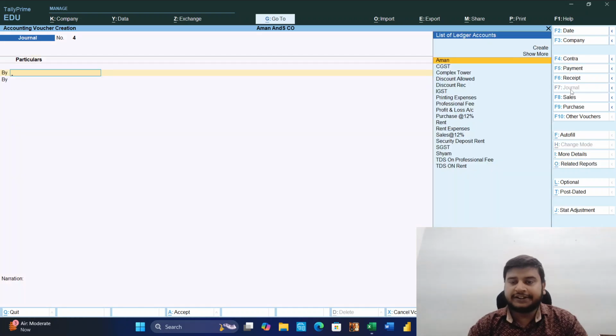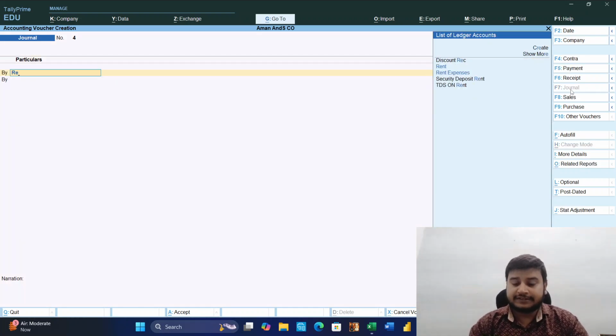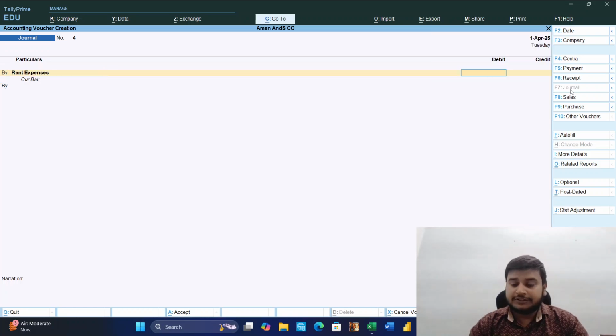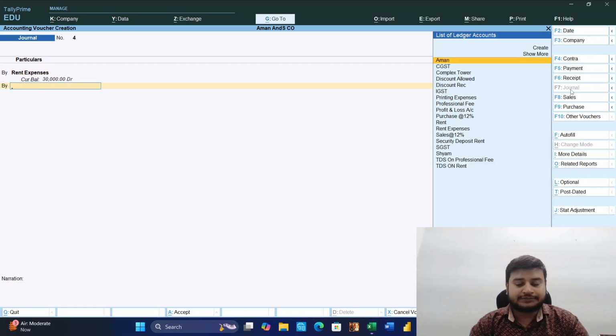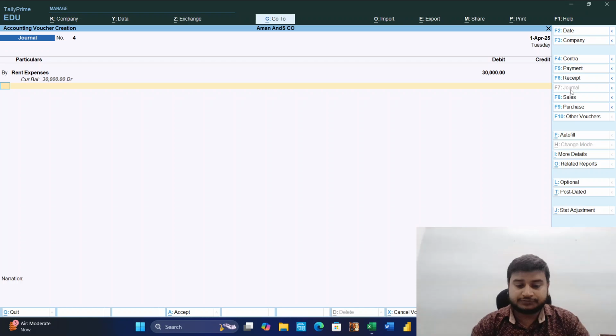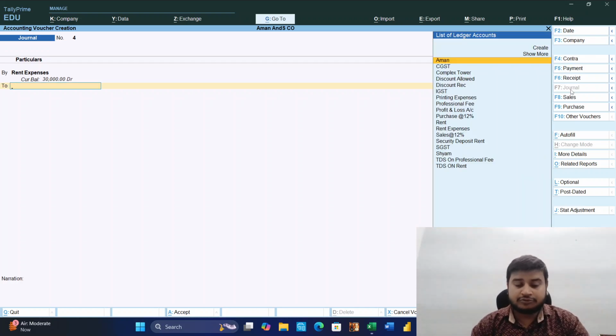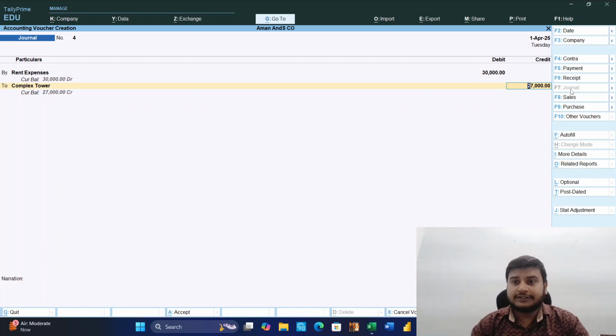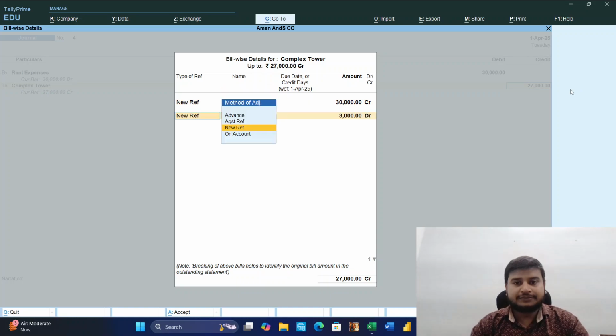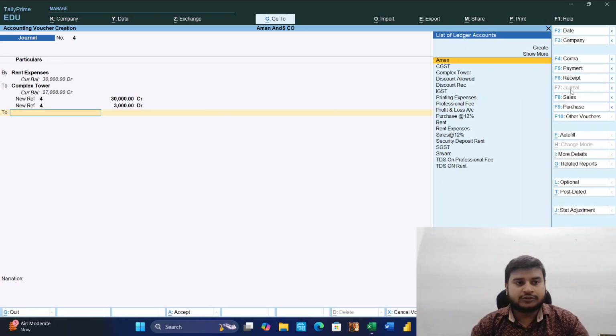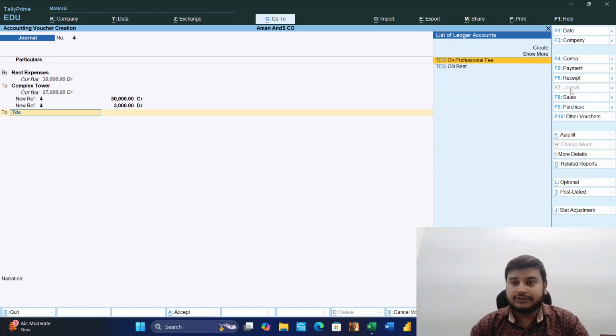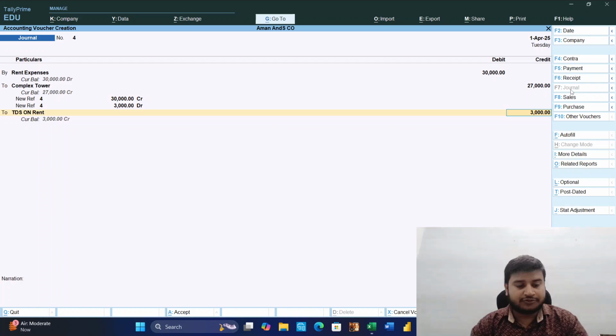Second, we have to make a new entry: rent expenses, that is 30,000. For Complex Tower, 10% is automatically deducted.